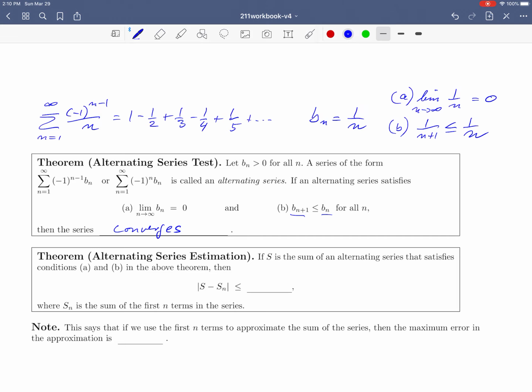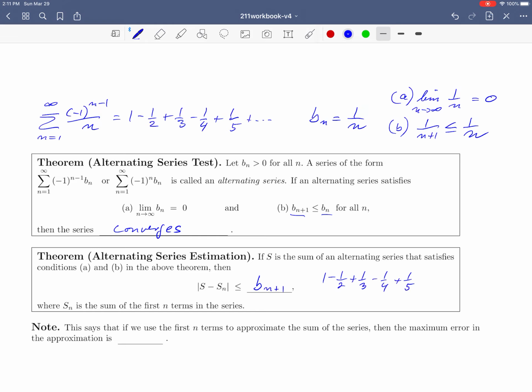There is one other important piece of information that we can tell about all alternating series, and that is we can actually estimate how close we are to the true value of an alternating series if we are just looking at the first n terms. And so that is that second theorem here, the alternating series estimation. It says if S is the sum of an alternating series that satisfies both of those conditions, A and B, in the above theorem, then the absolute value of S minus Sn is less than or equal to Bn plus 1, where Sn is the sum of the first n terms in the series.